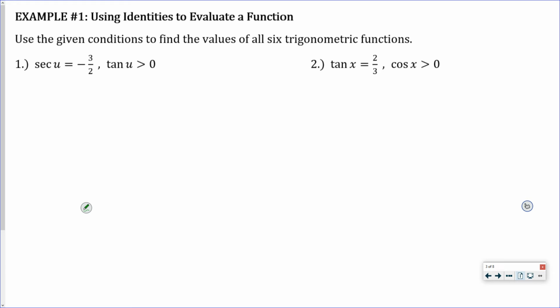Okay. So I know the secant of some angle is -3/2. And I know that the tangent of that angle is greater than 0, which means it's positive. So from that information, if secant is negative and tangent is positive, what quadrant would that have to be in? 3. Quadrant 3 is the only quadrant where tangent is positive and everything else is negative. If everything were positive, that'd be quadrant 1. So this little piece of information is just telling you that we're in quadrant 3.